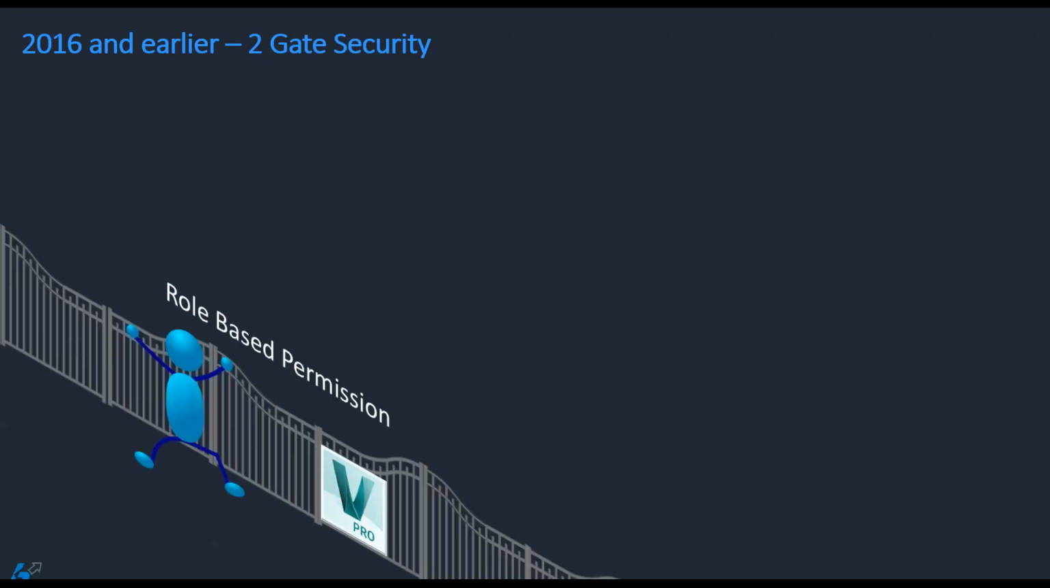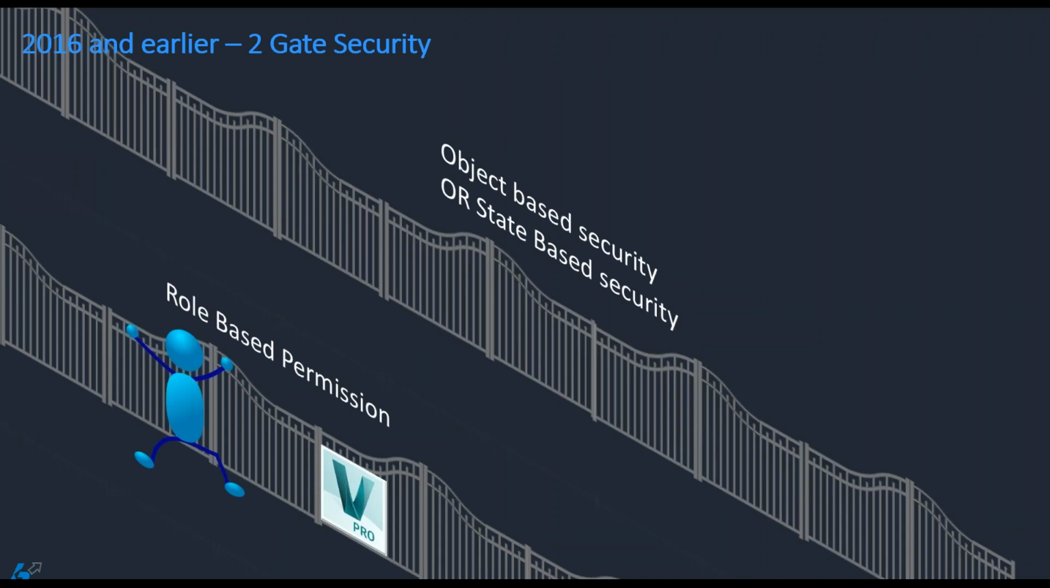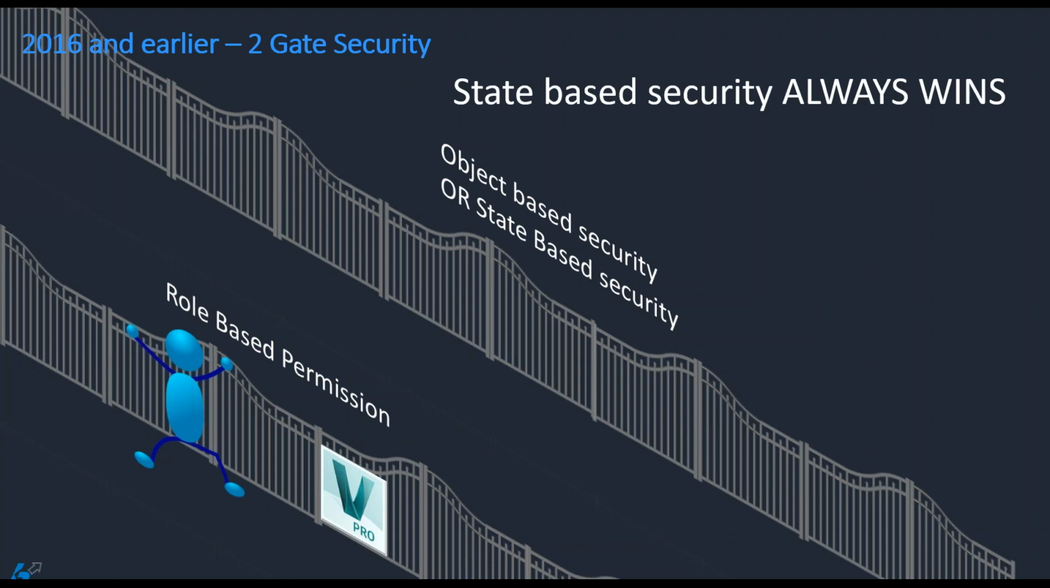So the security functionality in Vault Workgroup and Vault Professional for 2016 and earlier versions can be viewed as a two-gate model. The first gate is role-based permissions like document consumer, document editor, content center administrator, and so on. And the second gate is object-based security, also known as folder security. And in the old model, if you implemented state-based security, the state-based security would always override object-based security.